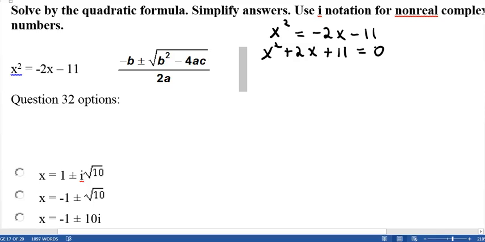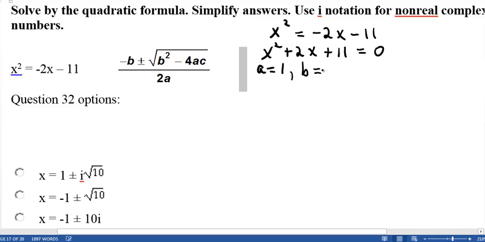Our next step is to use the quadratic formula, and that's the opposite of b plus or minus the square root of b squared minus 4ac all over 2a. You need to know this for your exam. So we need to identify the a, b, and c. So the a is simply the coefficient of our x squared term, which is 1 in this case.